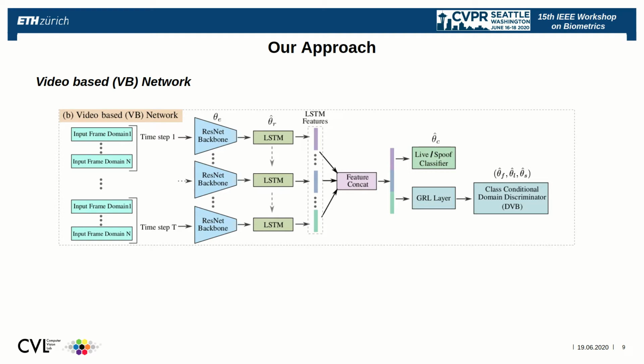The video-based network is a pretty straightforward extension of the image-based network. To learn temporal domain invariant features, we train an LSTM in parallel with the image-based network. Our video-based network allows us to learn temporal domain agnostic features.